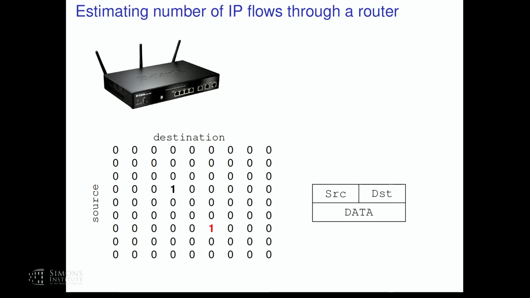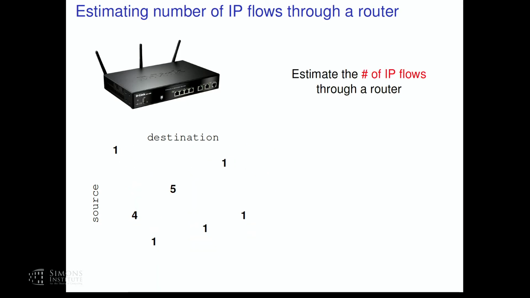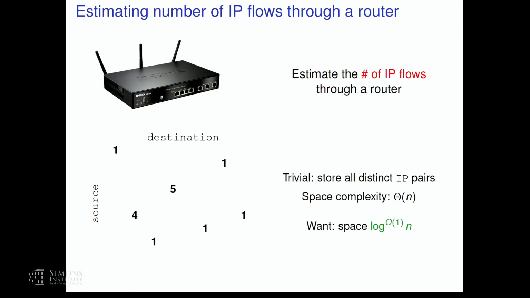Every IP packet goes from some source to some destination, and the IP flows can be encoded by this matrix, where the rows correspond to all the possible source IP addresses and the columns to all the possible destination IP addresses. As the packets come in, we can think of updating this matrix, similarly to the vector on the previous slide. At the end of the day, we want to figure out how many distinct source-destination pairs have been engaged in communication through this router. Of course, the router can't store the entire flow, it's too much space, and we want space polylogarithmic in the size of the universe. The size of the universe here is all the possible IP addresses.